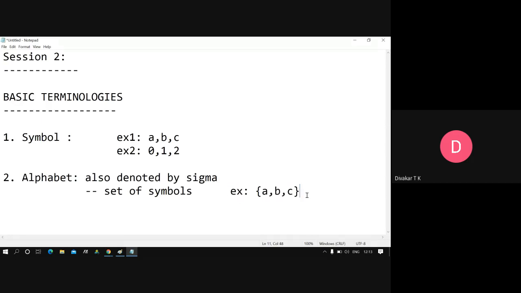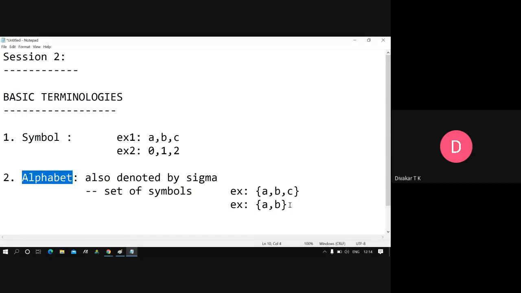Okay, perfect. Also, I took the example A, B, C, but it doesn't mean that we have to take all of A, B, C. You can include only A, B, no problem. You can include A, comma, B. A is also a symbol, B is also a symbol. It is a set of symbols included in curly braces. So this is also an example of an alphabet.